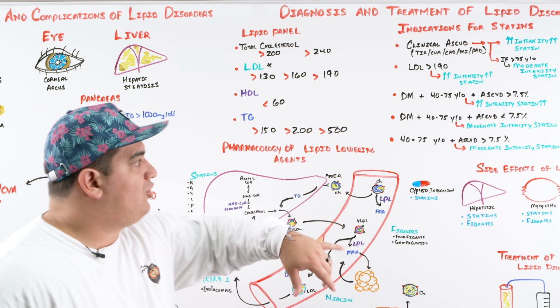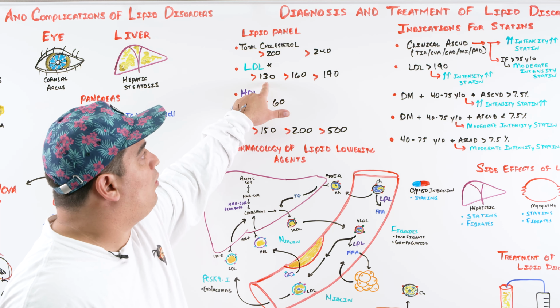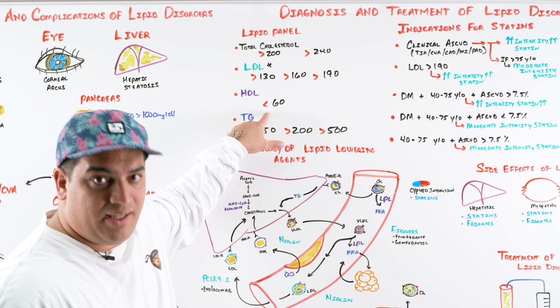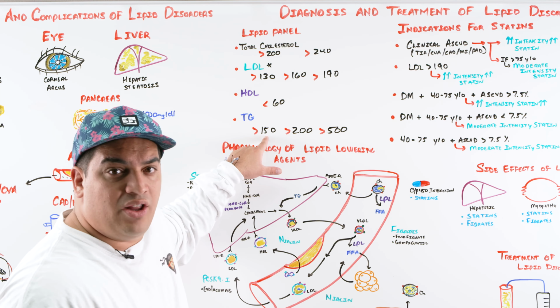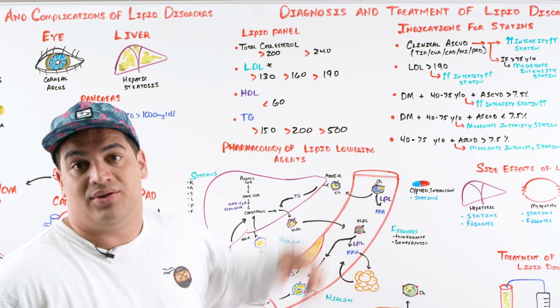So if I had a patient who had a total cholesterol greater than 200, that's concerning. An LDL greater than 130, greater than 160, greater than 190, that's concerning. If I have an HDL less than 60, that's concerning. If I have a triglyceride greater than 150, concerning. Even greater than 200, more. And greater than 500, super concerning.